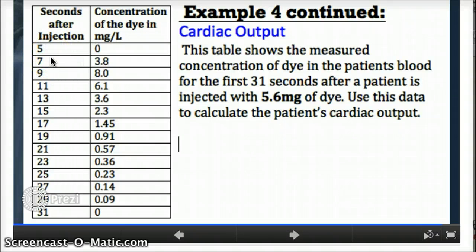So the first interval, for example, would be from 5 to 7, and the rate goes from 0 to 3.8. We could calculate the area from 5 seconds to 7 seconds. How would we do that? What would we multiply together?